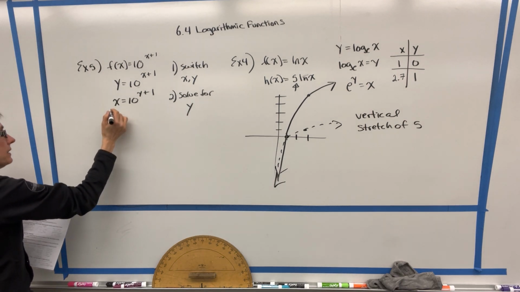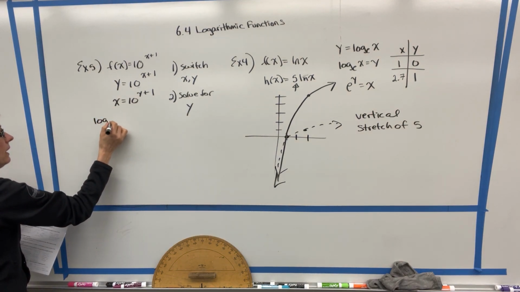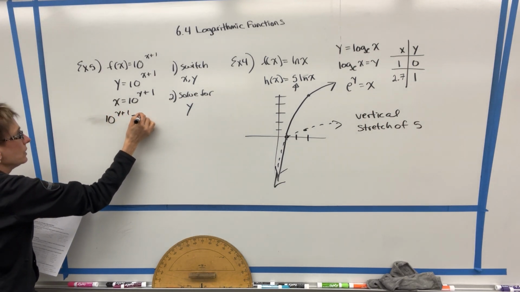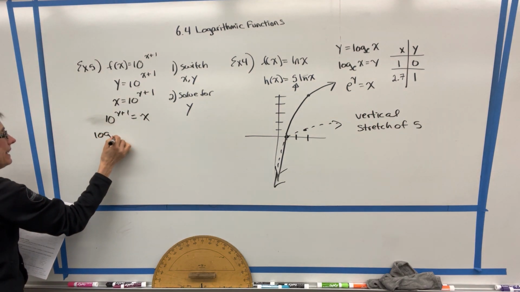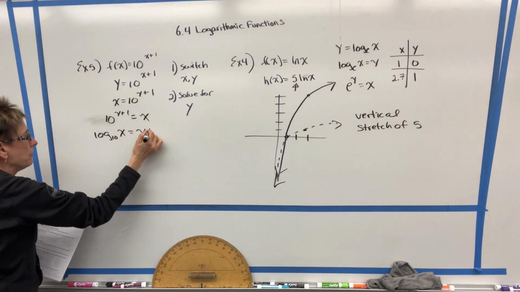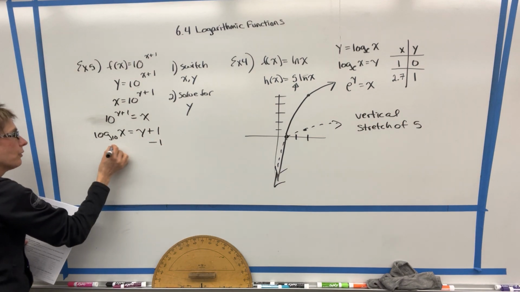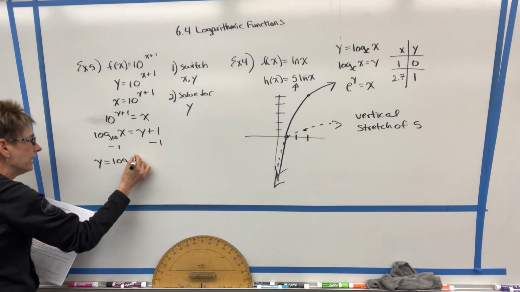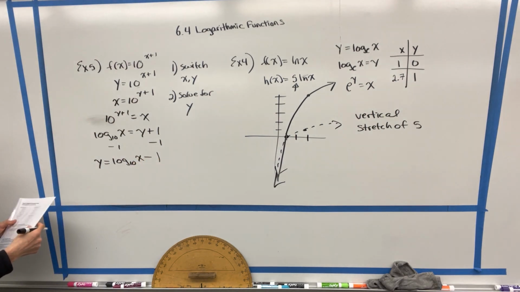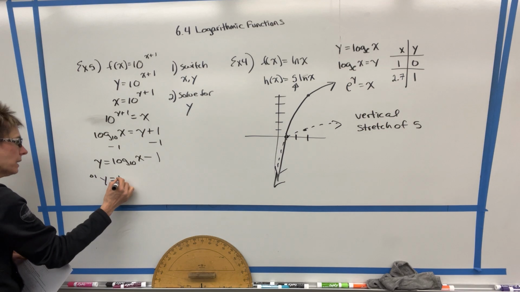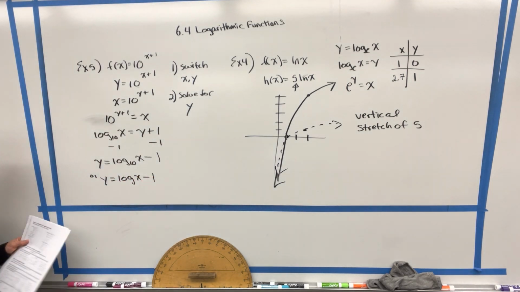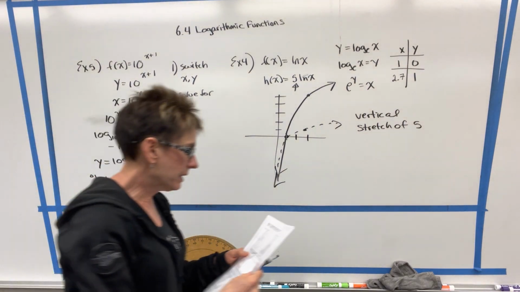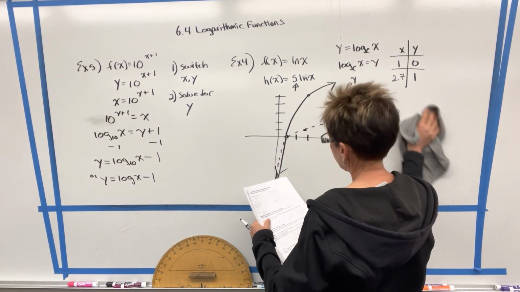So we'll rewrite this as 10 to the y plus 1 equals x. So log base 10 of x equals y plus 1. And then in order to solve for y, we would subtract 1, and we would get y equals log base 10 of x minus 1. If you want, you can just write this as y equals log of x minus 1, because you don't have to include the 10.